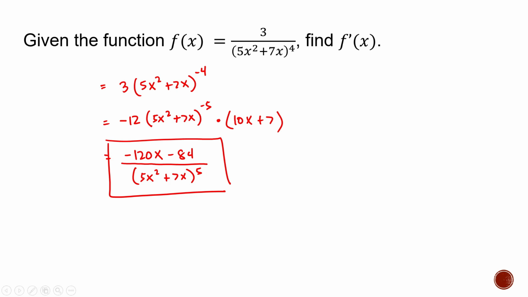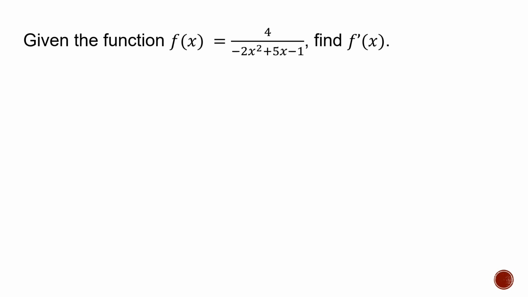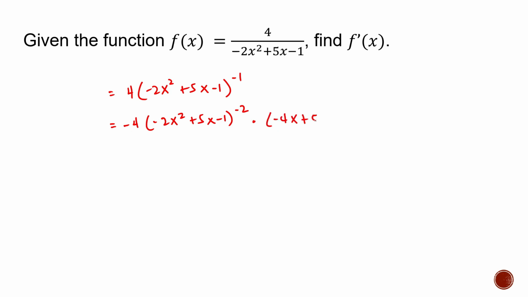All right, let's go to the third example now. Again, we need to rewrite the function. So that's 4 times (negative 2x squared plus 5x minus 1) raised to negative 1, using the law of exponents. Now let's use the chain rule. Outer first, that's negative 4 times this raised to negative 2, and then multiply by the derivative of the inner. So that's negative 4x plus 5.